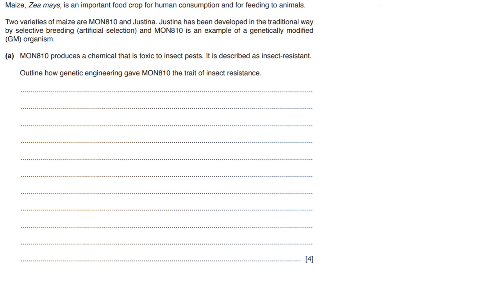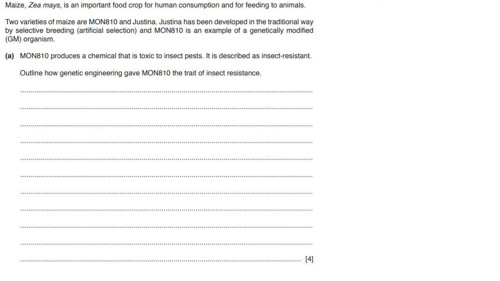Justina has been developed in the traditional way by selective breeding, which is artificial selection. You can always watch the video on artificial selection if you haven't. And Mon 810 is an example of a genetically modified organism. This is chapter 18. That's where you discuss genetic modifications. Mon 810 produces a chemical that is toxic to insect pests. It is described as insect resistant. Outline how genetic engineering gave MON810 the trait of insect resistance.